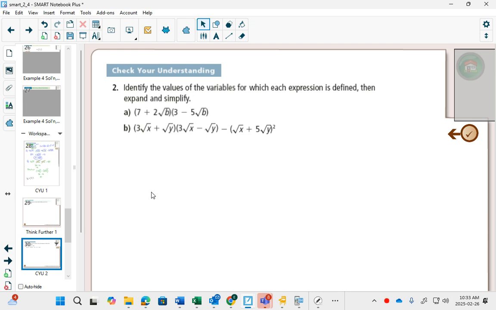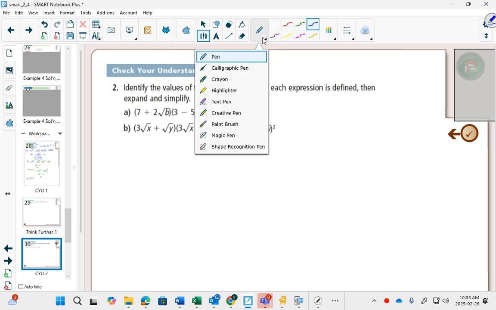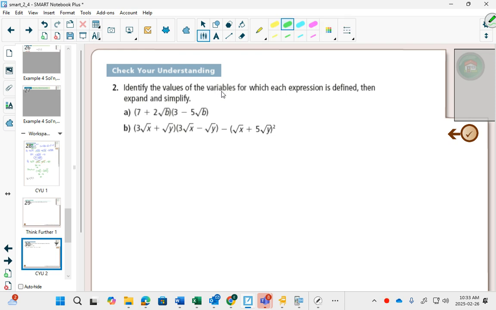So in question 2, same idea as question 1, but now we have variables. And if we read the question, take out my highlighter: identify where it's defined, then expand and simplify. So we have 2 things that we have to do in this question. We have to say where something is defined, and we also have to expand and simplify. So first of all, define.